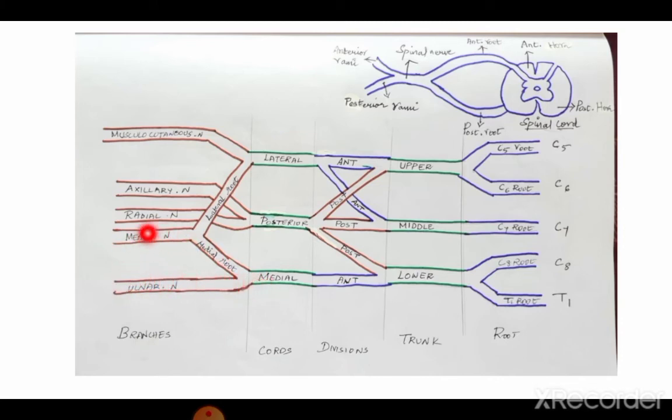Coming to the median nerve, it has connections with both lateral cord and medial cord. So both the lateral cord and medial cord contribute to form the median nerve. The connection of median nerve with the lateral cord is called lateral root of median nerve, and the connection of median nerve with the medial cord is called medial root of median nerve. So these are the 5 important branches of brachial plexus, and these are the 5 important nerves of upper limb.